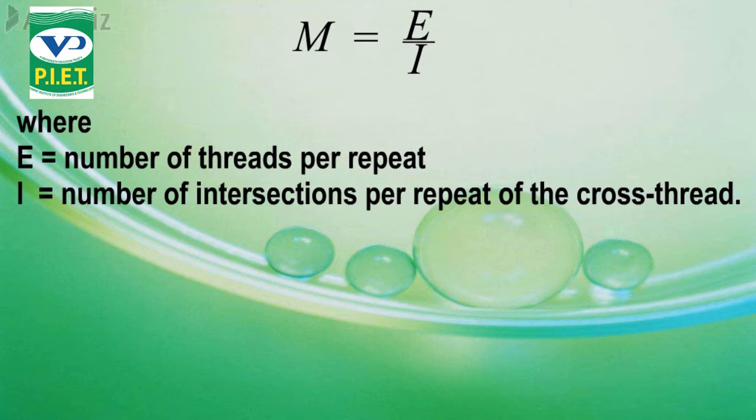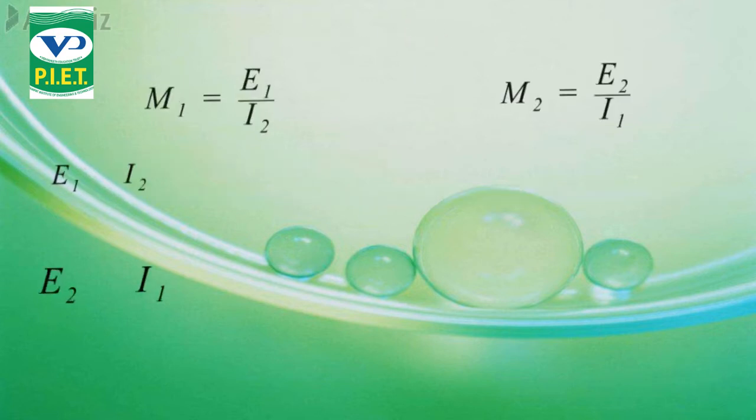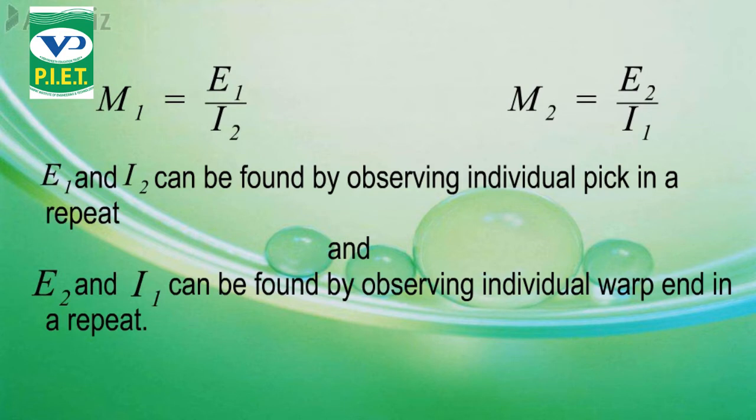The weave interlacing pattern of warp and weft yarns may be different. In such cases, the weave factor is calculated separately for warp and weft. For warp, it is represented by M1 and expressed by M1 is equal to E1 by I2. The factor weft-wise can be expressed as M2 that is equal to E2 by I1.